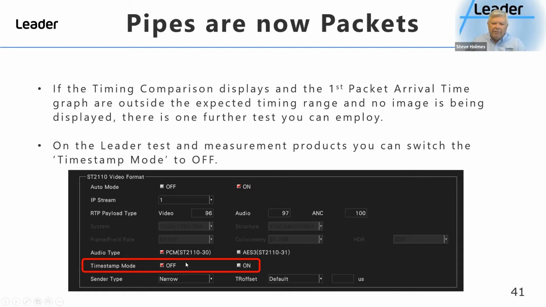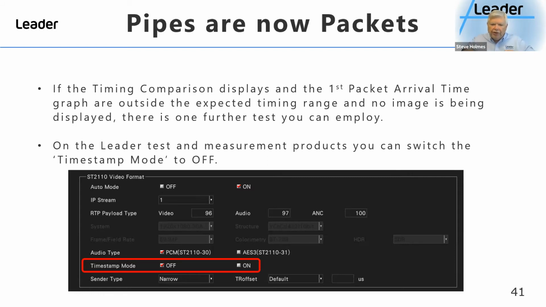And that's our timestamp mode. If you have timestamp mode on, it's akin to having the waveform monitor on external reference. We are actually looking at PTP to put all this data together. And most monitors don't do anything with PTP. Video walls don't do anything with PTP.